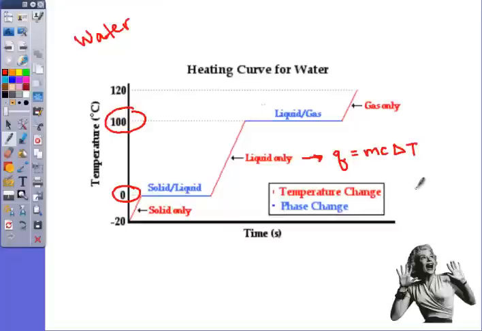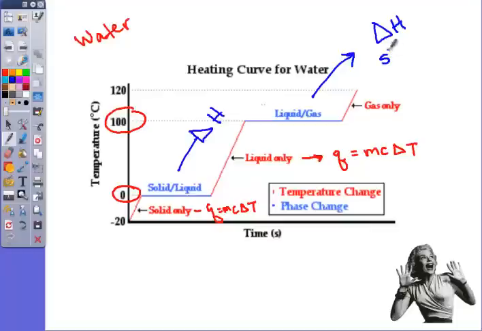Whenever we have one phase and we're calculating energy changes, we use Q equals MC delta T. And that's what we did last unit. What's new in this unit is that when we're talking about phase changes, we have to use those delta H calculations, which involve stoichiometry.